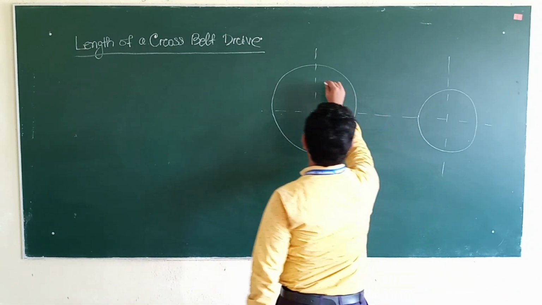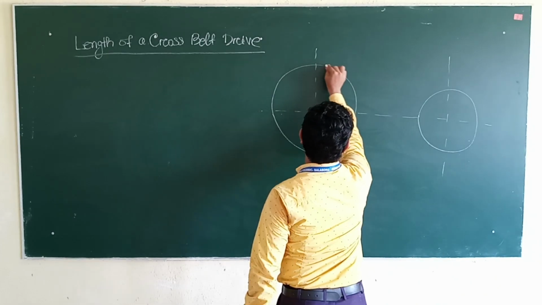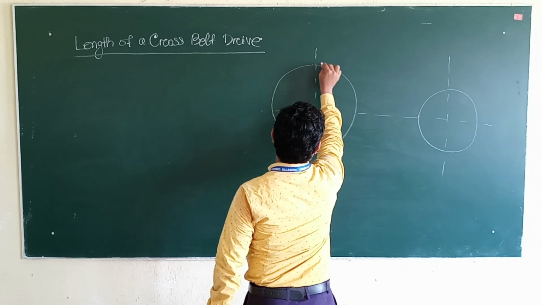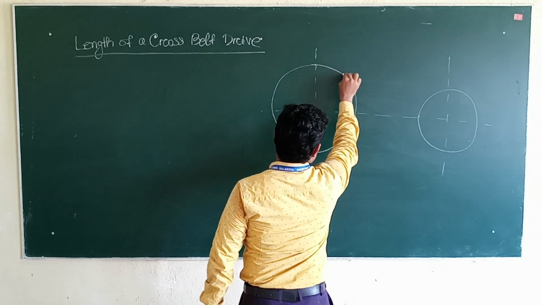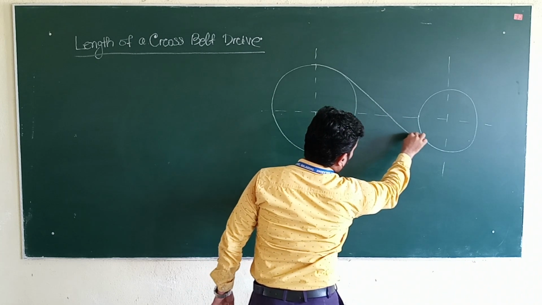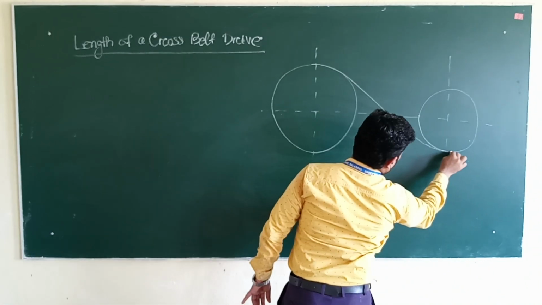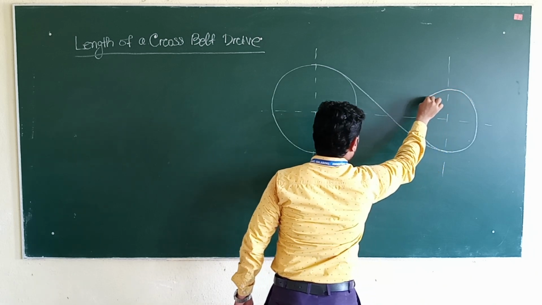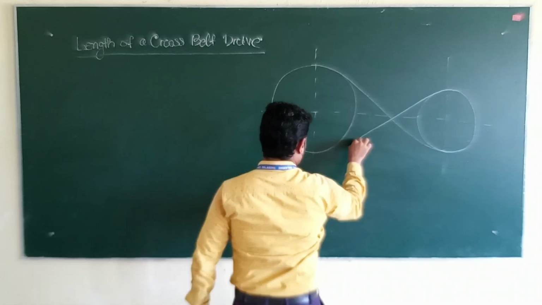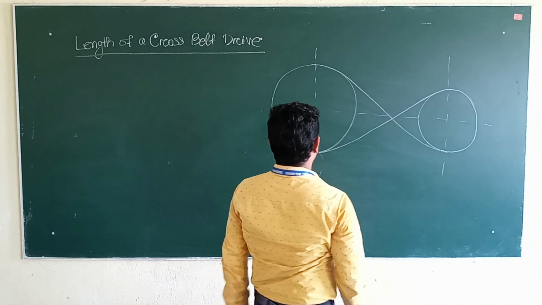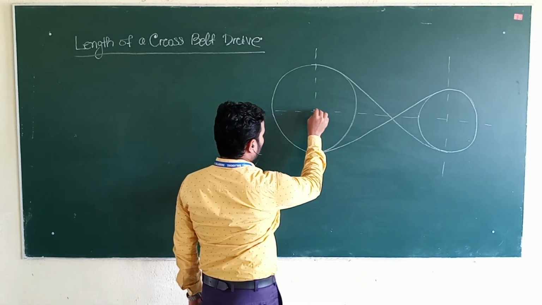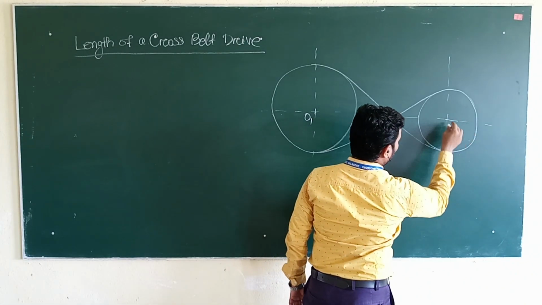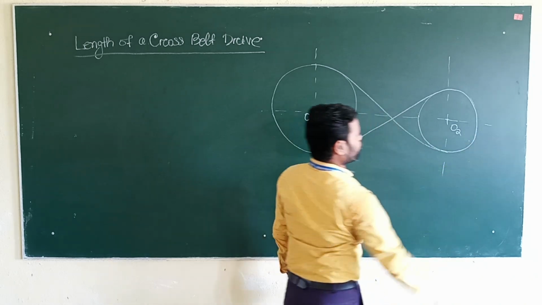Right? In case of open belt drive, from the driver pulley, the belt is like this. But in case of cross belt drive, the belt leaves the larger pulley at this point and enters the smaller pulley at this point. Whereas in the open case, the belt leaves the smaller pulley at this point and enters the larger pulley at this point. So the driver, or larger pulley, has center O1, and the smaller pulley or driven pulley has center O2.